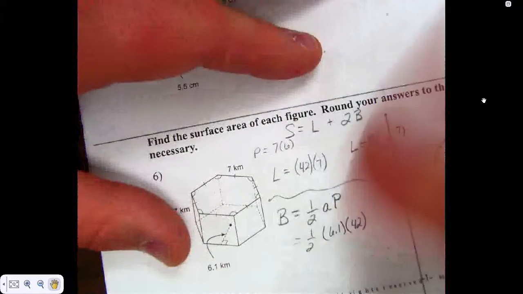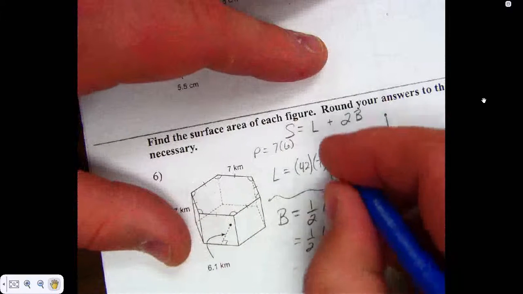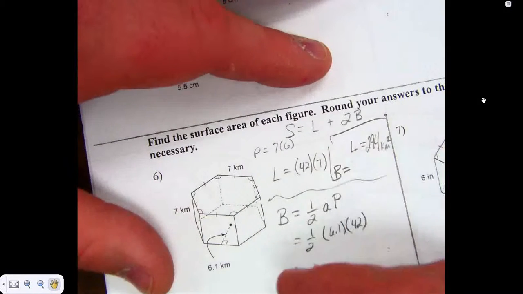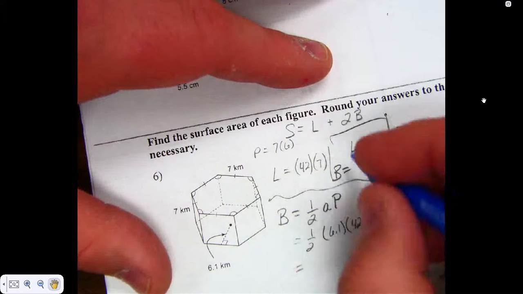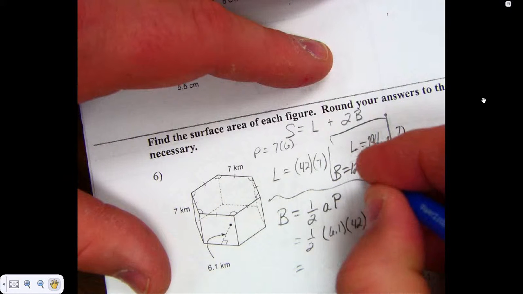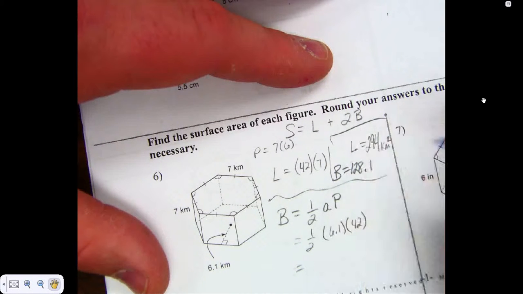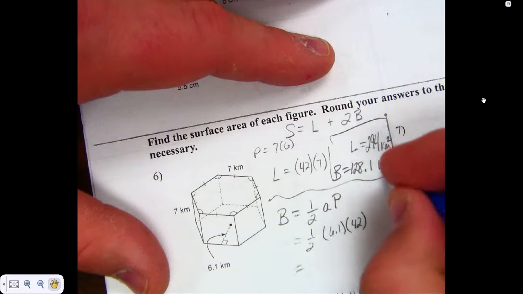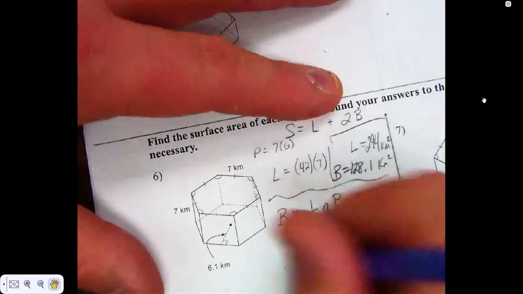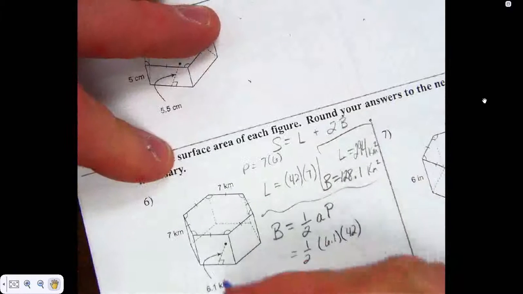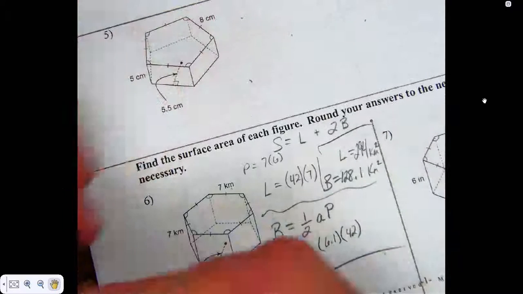Do not divide by 2. So B is equal to what? 128.10. So 128.1 what? Kilometers squared? Okay. So we've done that. Now what's the last thing to do?